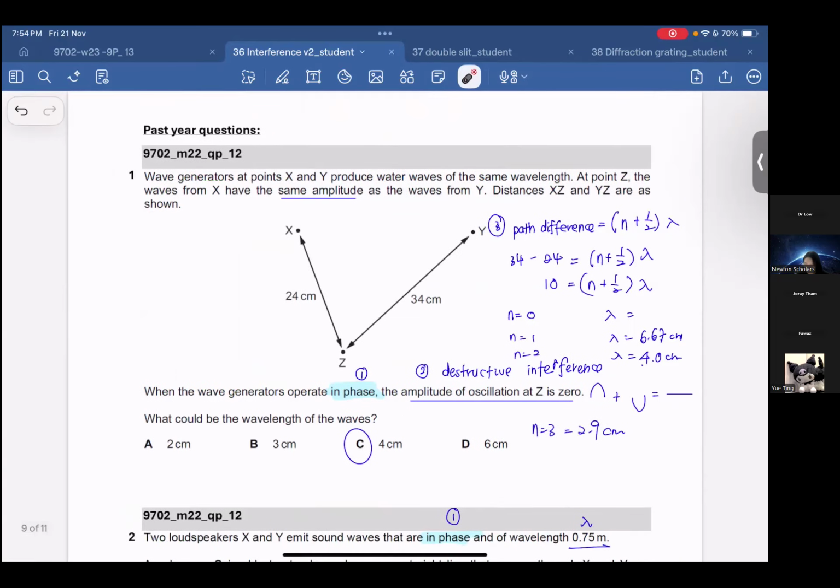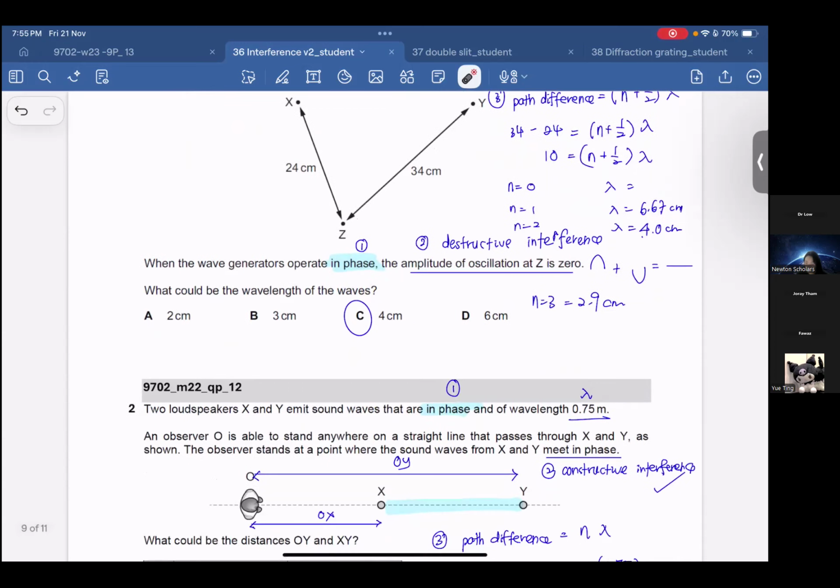Okay, then after that, you look at here. When they meet up at point Z, amplitude is 0. Meet up at point Z, amplitude becomes 0. So I know that when they meet up, they're producing destructive interference. From this sentence, I know destructive.